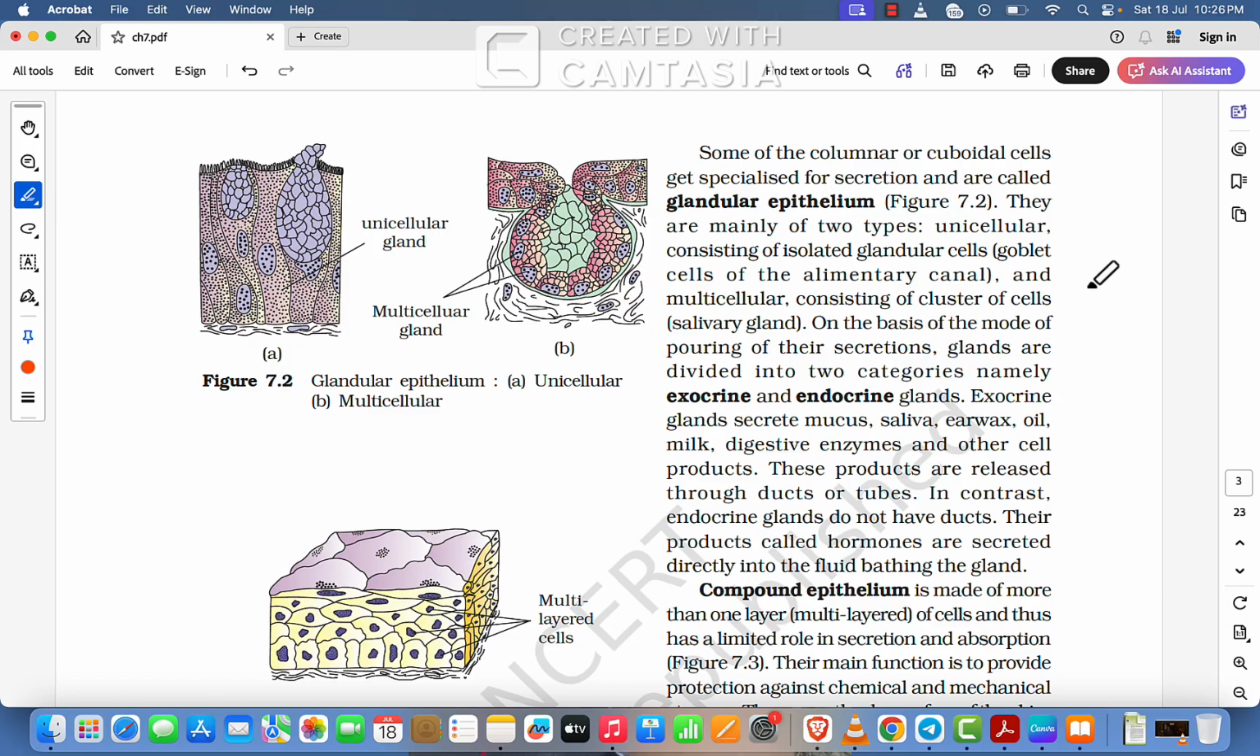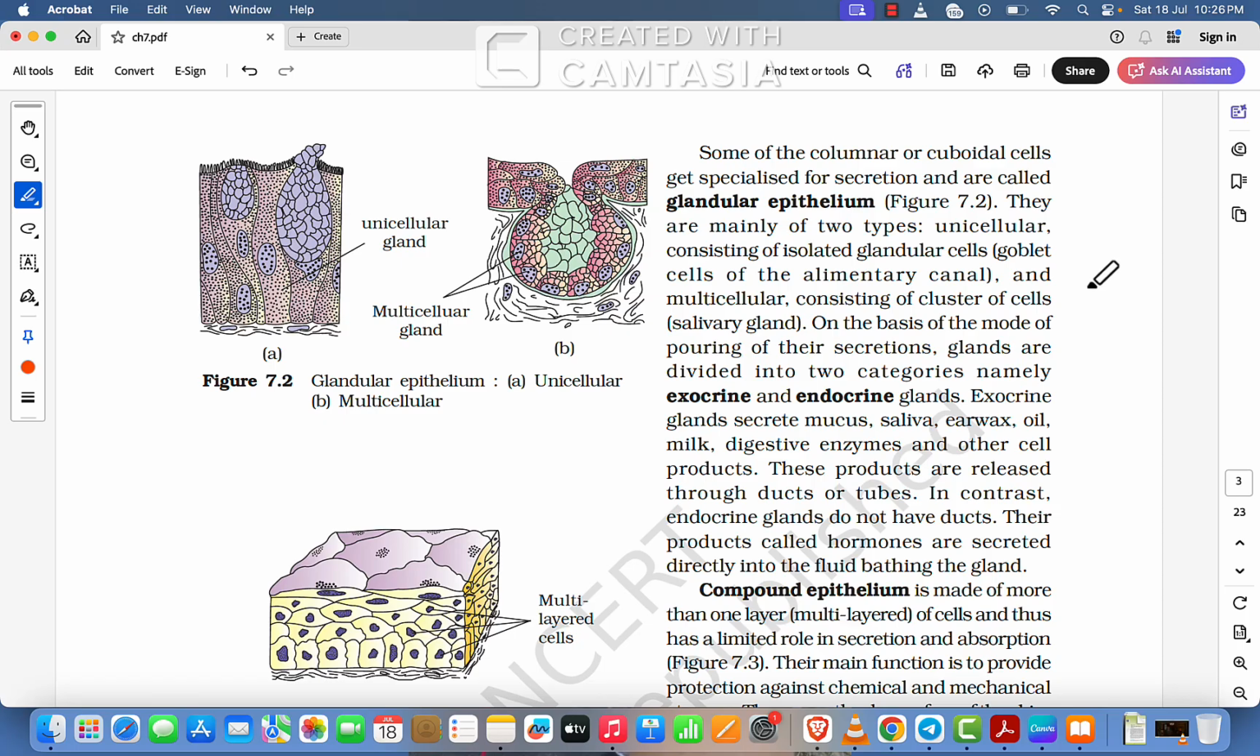On the basis of mode of pouring of their secretions, glands are divided into two categories, namely exocrine and endocrine glands. Exocrine glands secrete mucus, saliva, earwax, oil, milk, digestive enzymes, and other cell products. These products are released through ducts or tubes. In contrast, endocrine glands do not have duct.